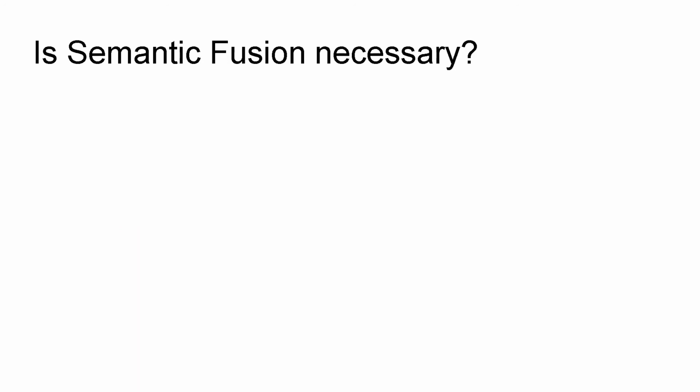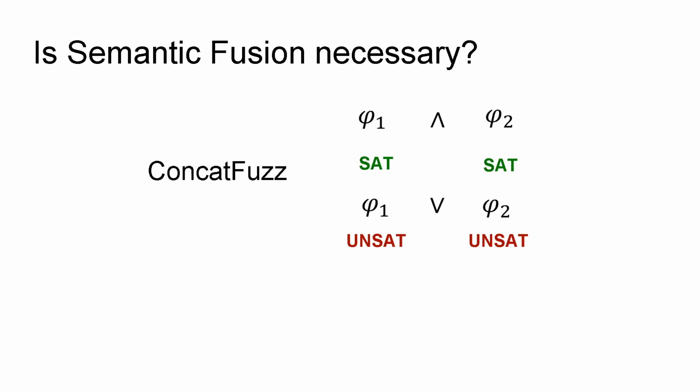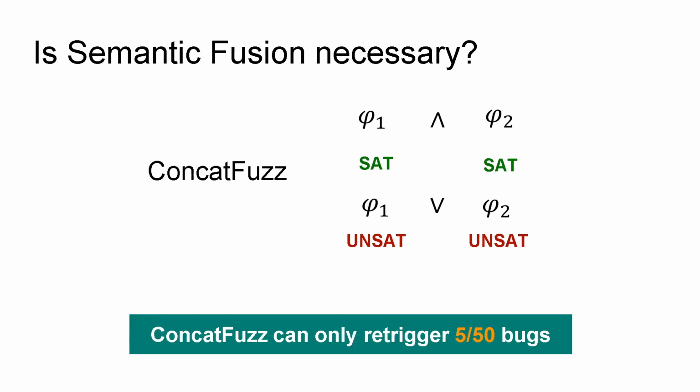Another important research question is whether semantic fusion is necessary to find these bugs. Or stated differently, could we have found these bugs with a simpler approach? We examined this question by removing the variable fusion part from YinYang, which results in an approach that we call concat-fuzz. Concat-fuzz conjoins satisfiable formulas and disjoins unsatisfiable formulas, and we then tried to retrigger the bugs found by YinYang with concat-fuzz. As it turns out, it's only possible in 5 out of 50 cases.